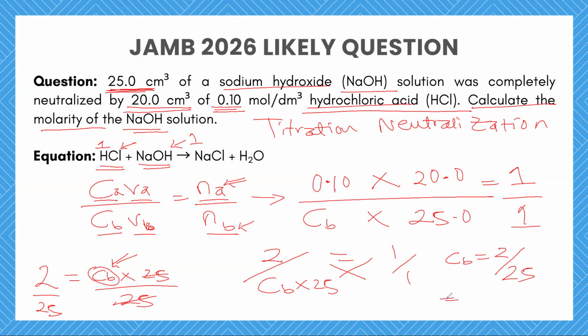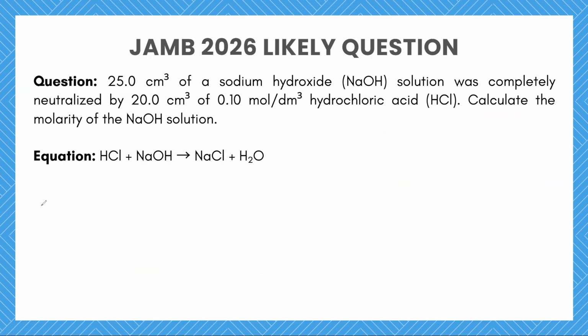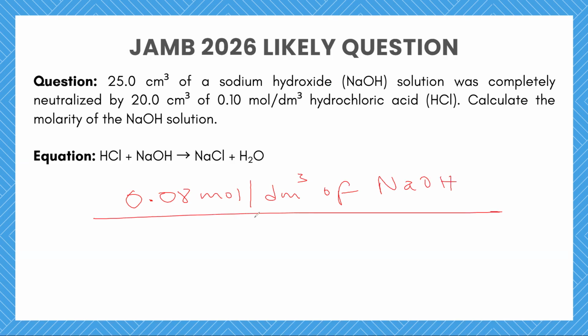When we punch our calculators, we have 2 divided by 25. That gives us 0.08 moles per dm cube of NaOH solution. This is the molarity or the concentration of the basic solution used in this titration.